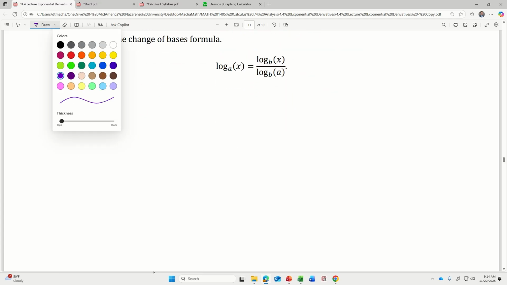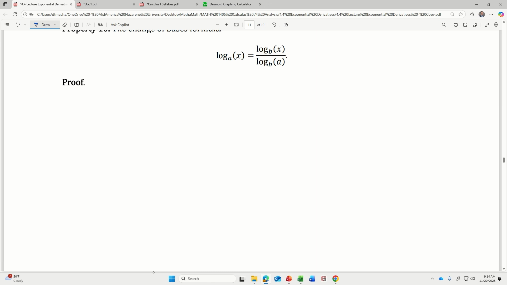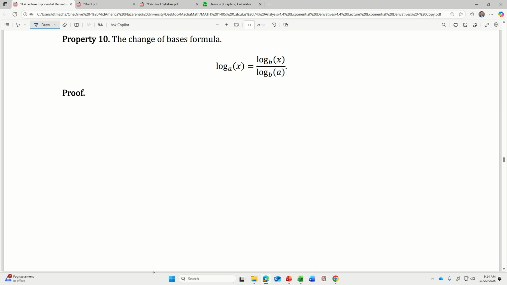Property number 10 says the change of bases formula. I always have a hard time remembering this proof, but I do remember how the end goes. And maybe I'll show you how I would reconstruct this on a test, because I also like to teach you test-taking skills. If I can't remember how the proof starts, at least I can remember how it ends, right? I know that the last line of my proof has to look like this if I'm going to prove that. And then let's see if we can work backwards to get the right answer.